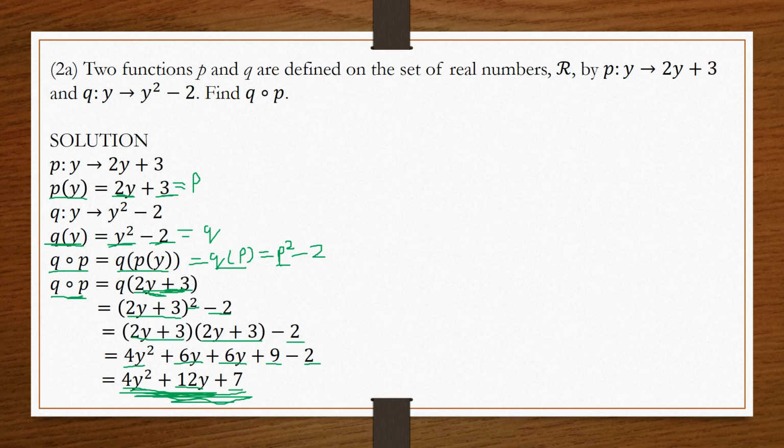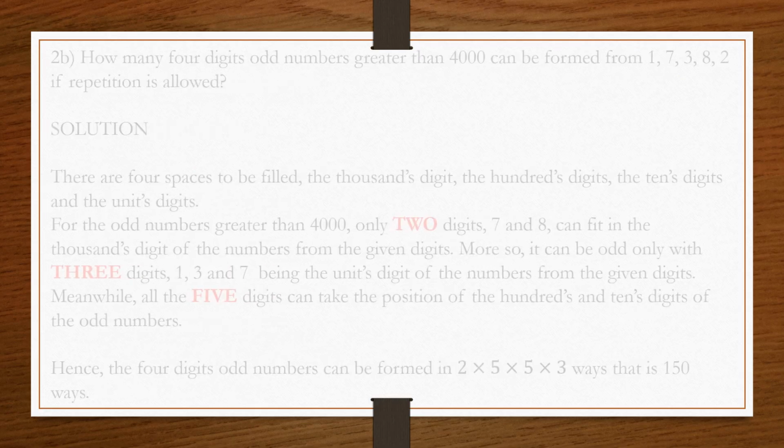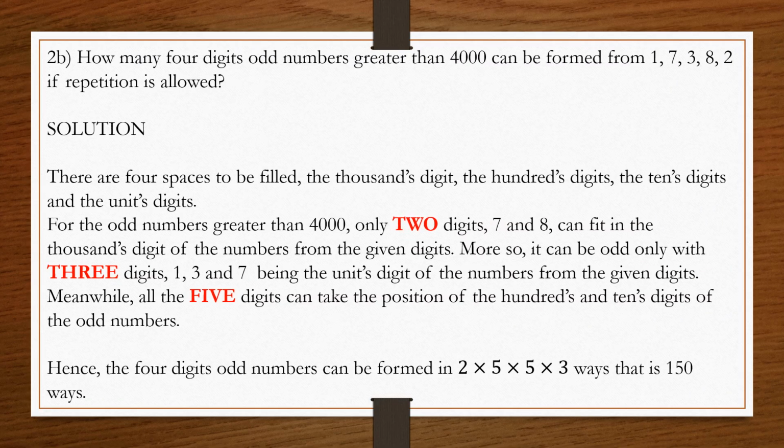Thank you very much. All right, we are on to number 2b. How many 4-digit odd numbers greater than 4,000 can be formed from 17382, with repetition allowed? So we need to fill in 4 spaces. Let me get my pen. We need to fill in 4 spaces for us to have the 4-digit odd numbers greater than 4,000.